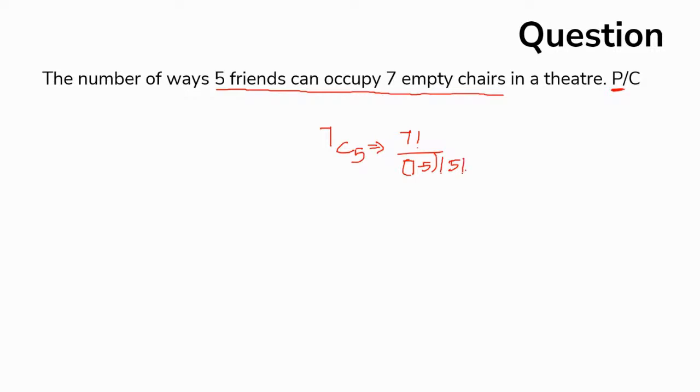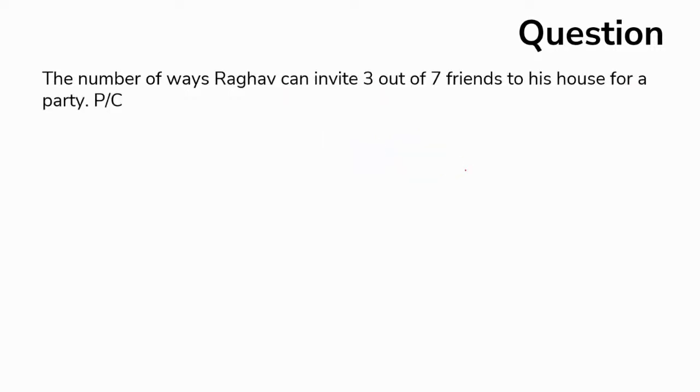Hope you are getting this. Moving on to the next one: the number of ways Raghav can invite three out of seven friends to his house for a party. Out of seven, he is going to select three, and selection can be done through combination. So it is 7C3, which is 7 factorial divided by (7 minus 3) factorial into 3 factorial.